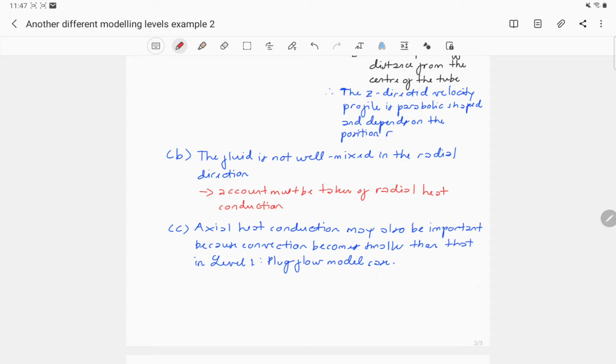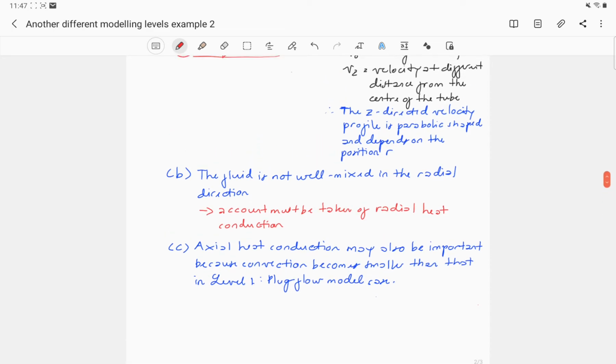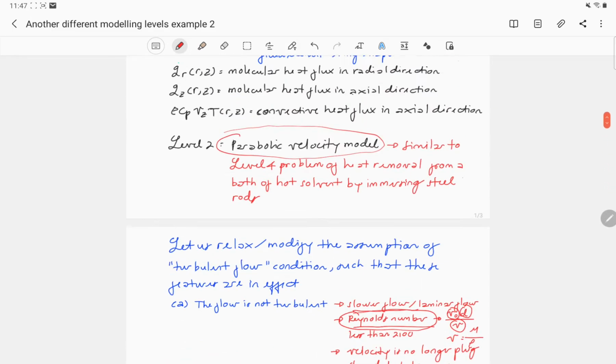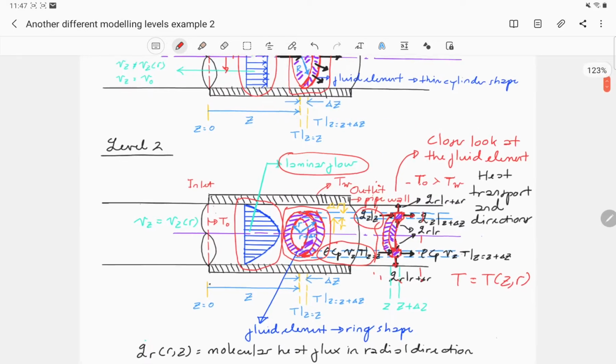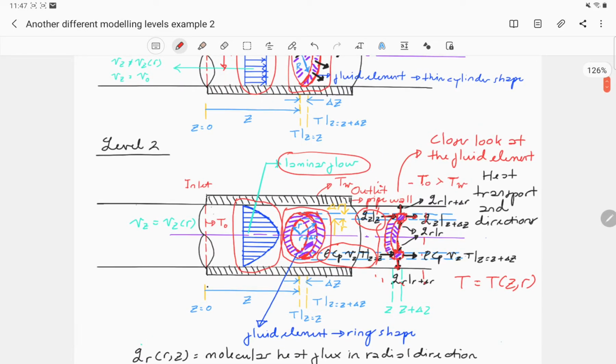Therefore, we come up with the next assumption. So the axial heat conduction may also be important because the convection becomes smaller than that in the level 1 plug flow model case. Okay, so again we go and look again at this particular figure. We see that we now have a parabolic velocity profile.